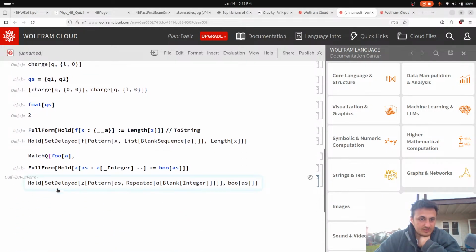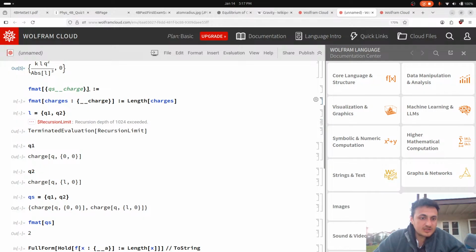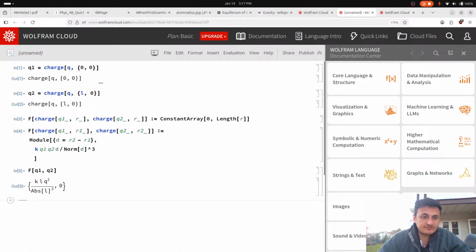Did I ever write the F matrix thing? I probably did, but I'm not going to worry about that. All right, so this is the good stuff. This is all we need.